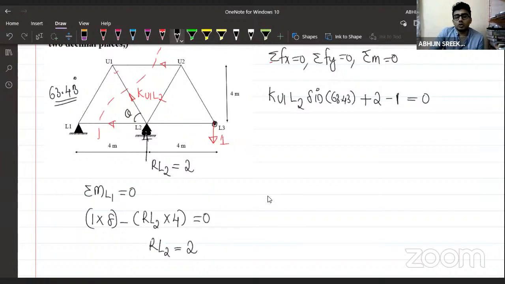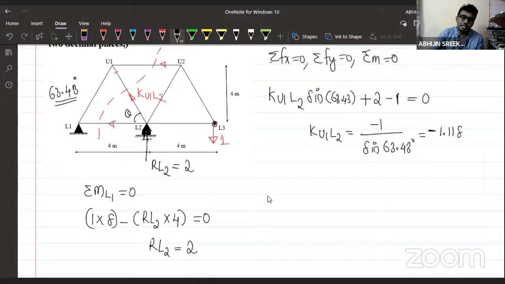63.43. Now we can calculate KU1 L2, which will be equal to minus 1 divided by sine 63.43. Give me the answer here. What is the KU1 L2 value? I need your answers. I think it will be around 1.118. It is in unit load, right? What is the answer? It is coming out to be minus 1.118. Correct or not? Yes, thanks for confirming this.